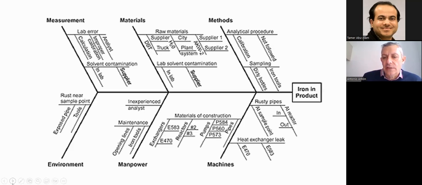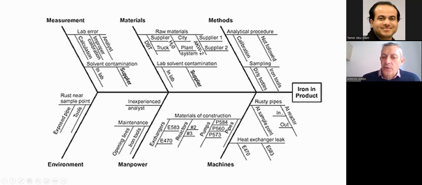The heat exchangers have a leak there, or it's rusty pipes they come from. No? They are heat exchanger leaks. Perhaps it is the E47 or the E5A3. There are other subcauses in this machine. Or the rusty pipe, the rusty pipes are general, but sometimes it's a sample point or the reactor. And when the reactor is out, or the reactor is in, they belong to the rusty pipes.